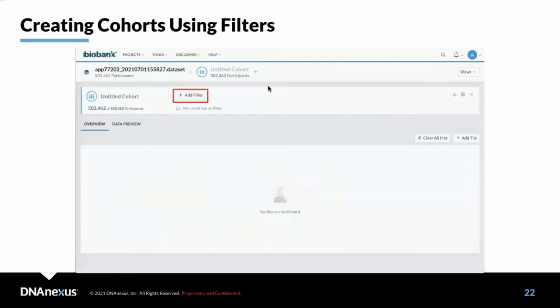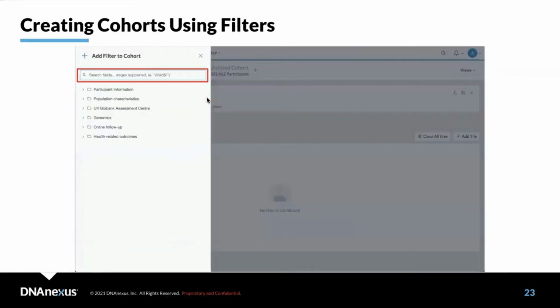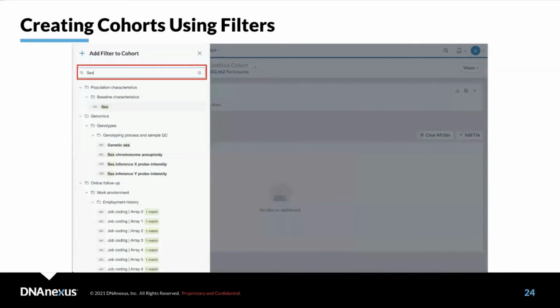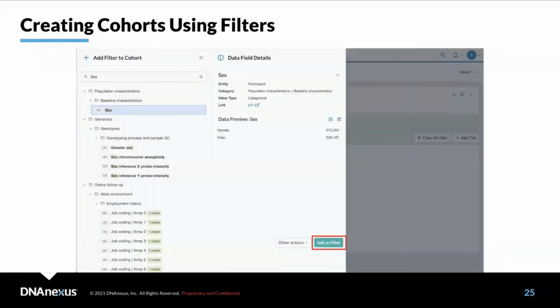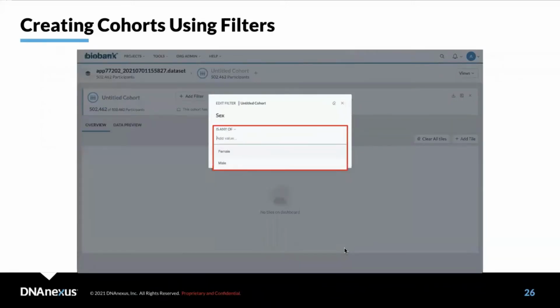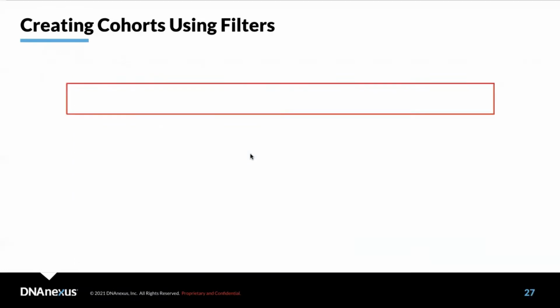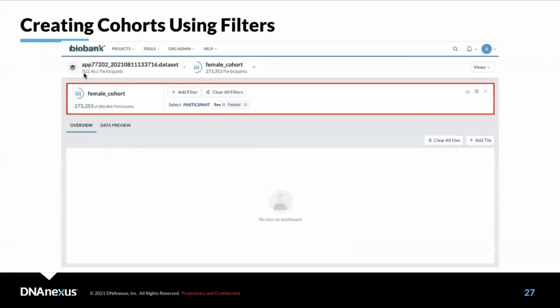So let's create a cohort using filters. How can we do that? We can start by clicking on Add Filter. Then it takes us to the Field Explorer that I showed you before. We're searching for the sex variable because we want to create a female cohort, so only females will be there. We then click on Add as Filter, and then we're adding a condition: is any of female will create a female cohort. So you see that out of 500K, roughly half is the female cohort.